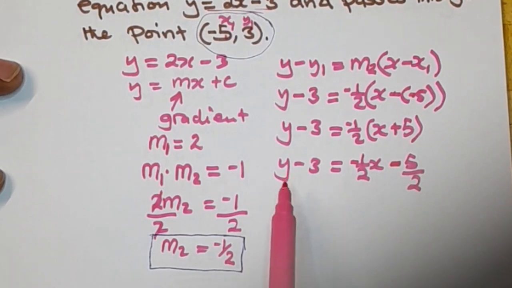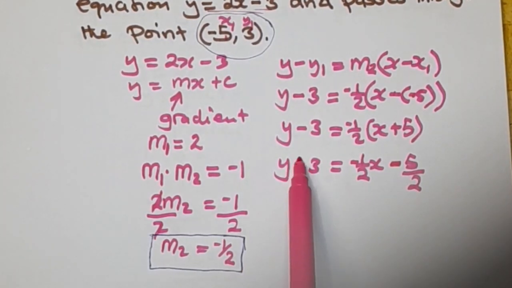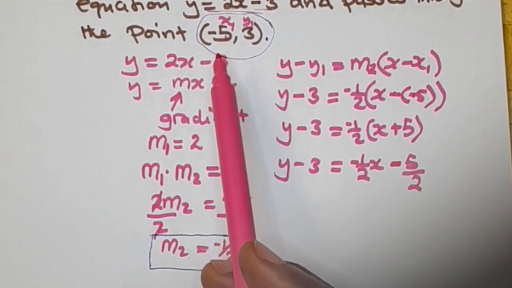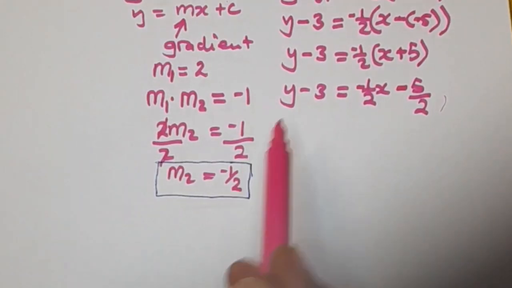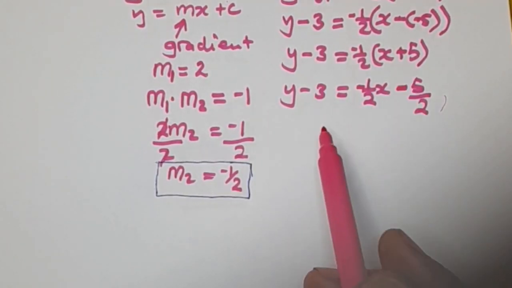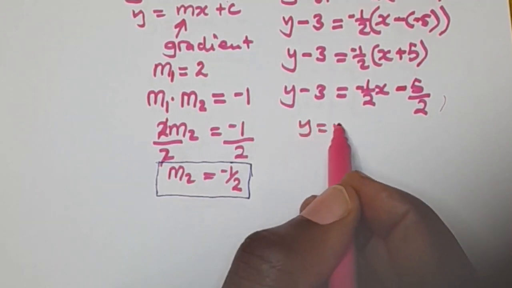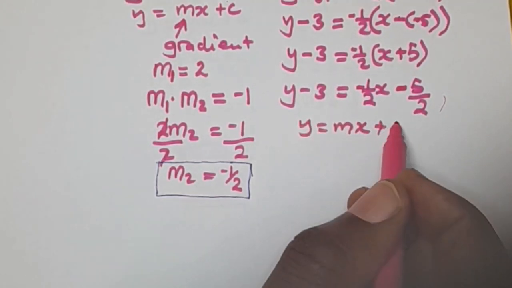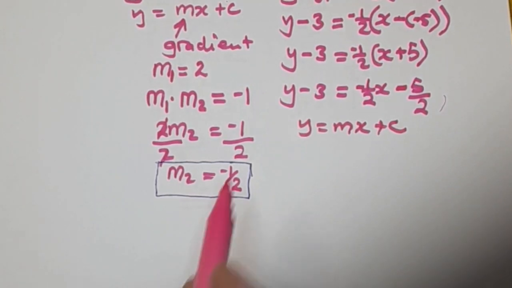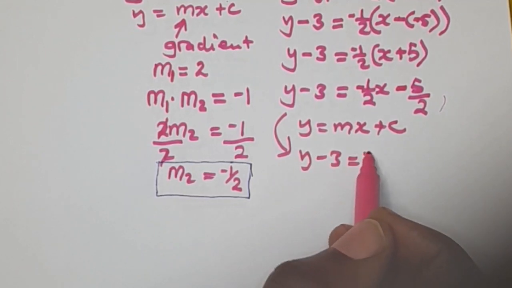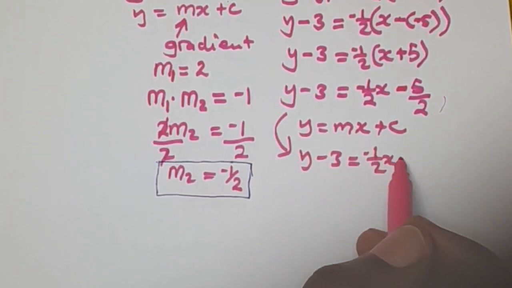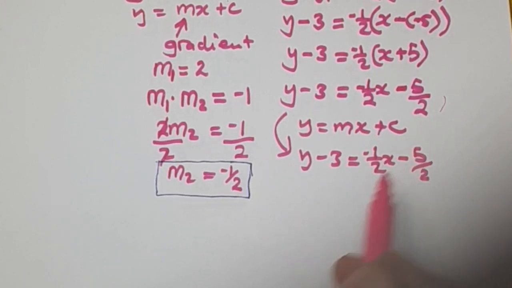So remember our equation. At the moment, this is also the equation of the line that is perpendicular to this line. So we need to make sure that we write this equation in the form y is equal to mx plus c. So meaning we have y minus 3 is equal to negative half x minus 5 over 2.